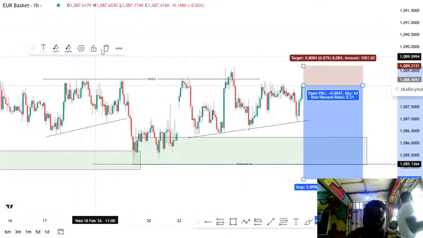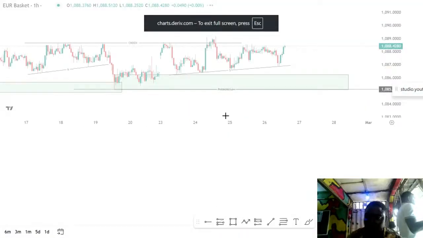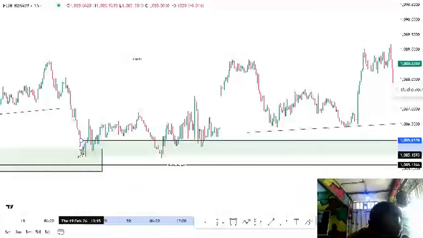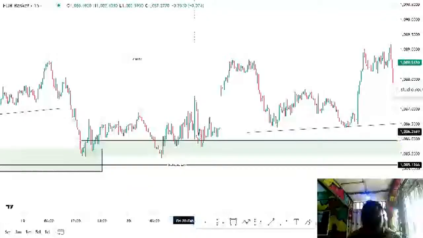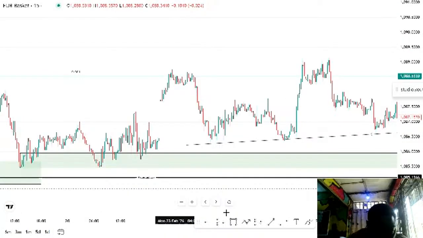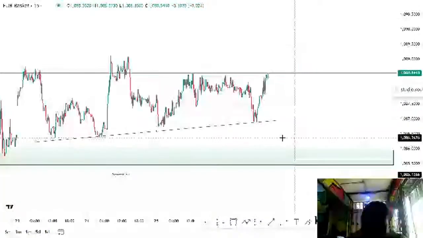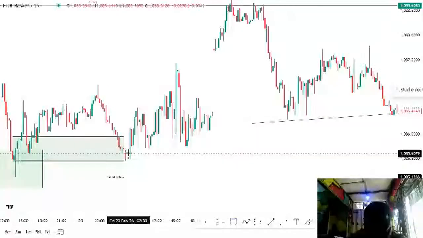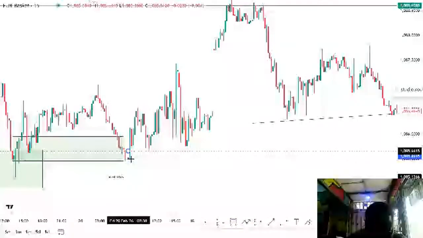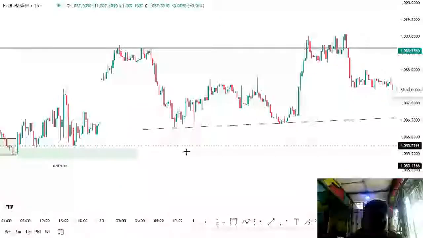So now what you want to do? Wait for price. You can see price respected it. So now we have this unmitigated, okay, let me bring this up. Untouched demand zone there. This last bearish candle, price has not touched it, so it's a very powerful candle.